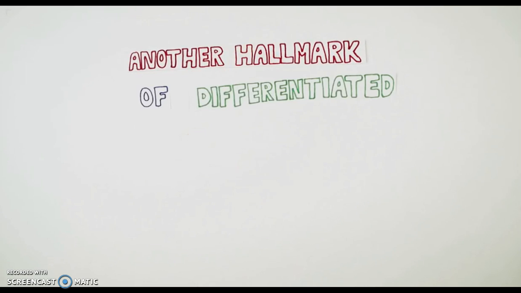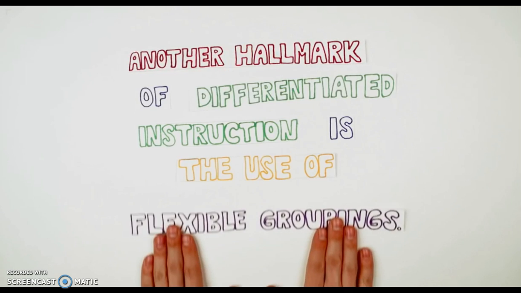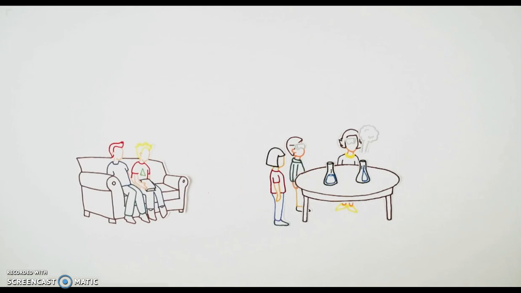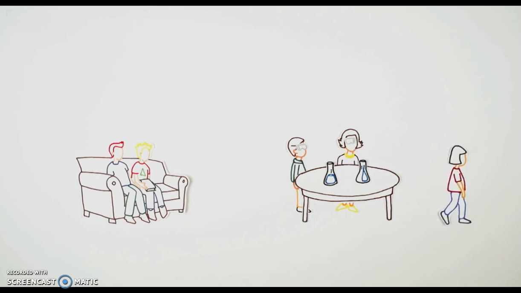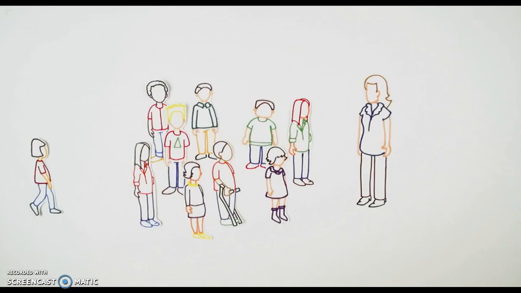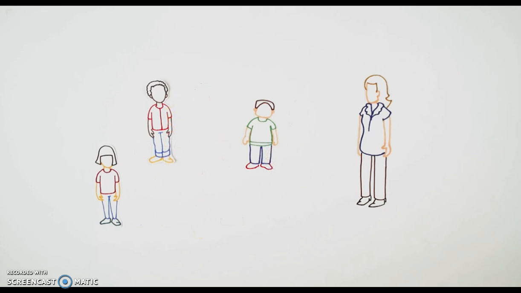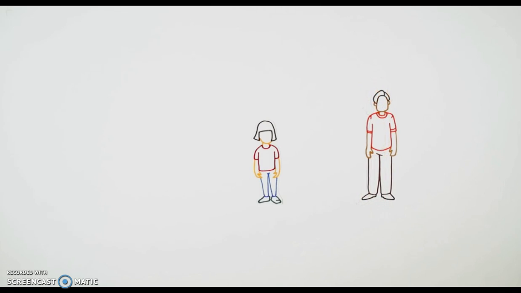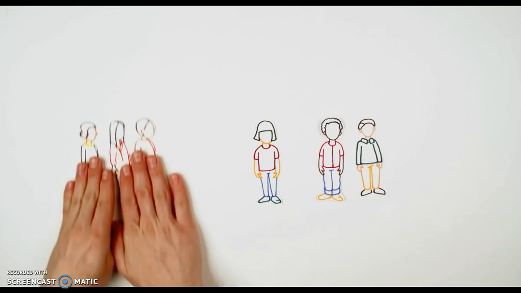Another hallmark of differentiated instruction is the use of flexible groupings. With flexible groupings, students are grouped and regrouped over the course of the school day and throughout the school year. Typical groupings include whole class instruction, small group instruction, one-to-one instruction, peer teaching pairs, partner learning, independent learning activities, cooperative small group learning.